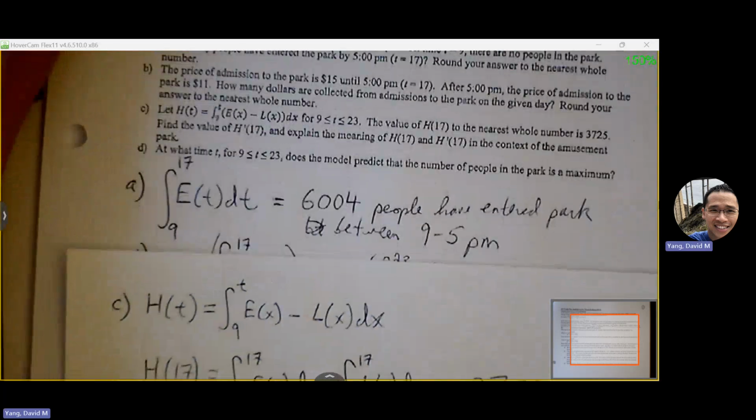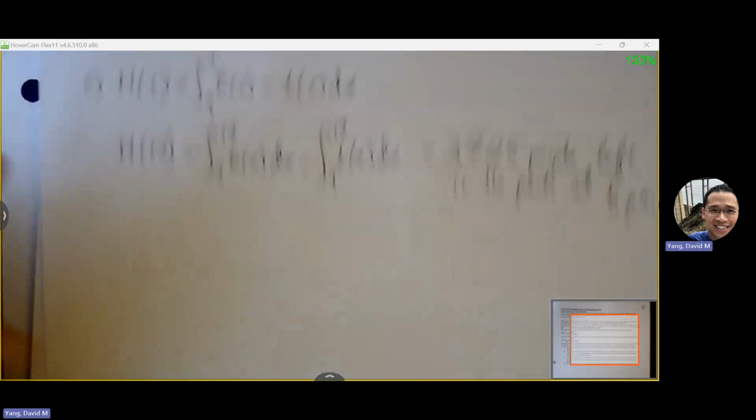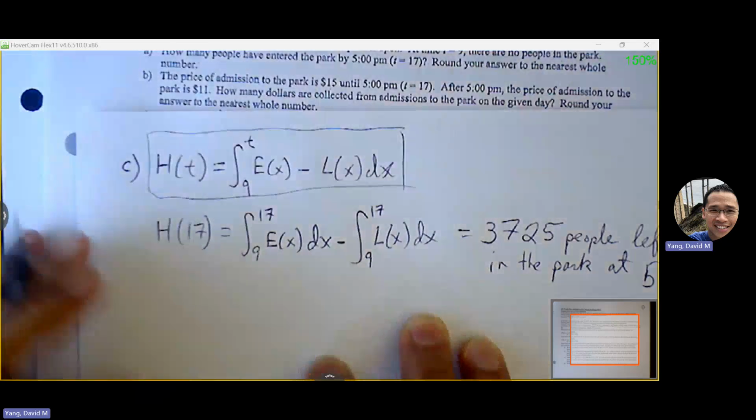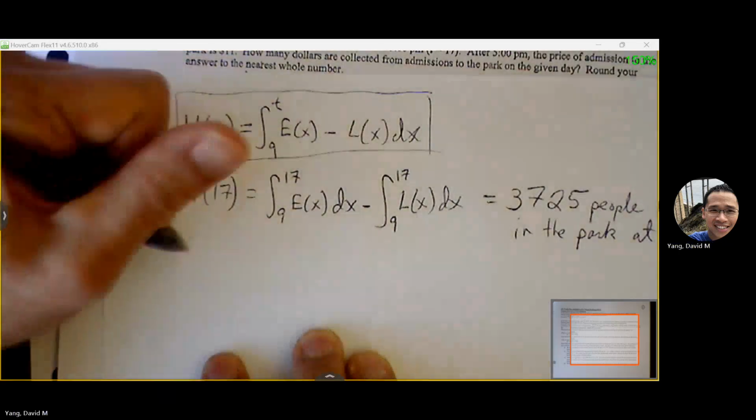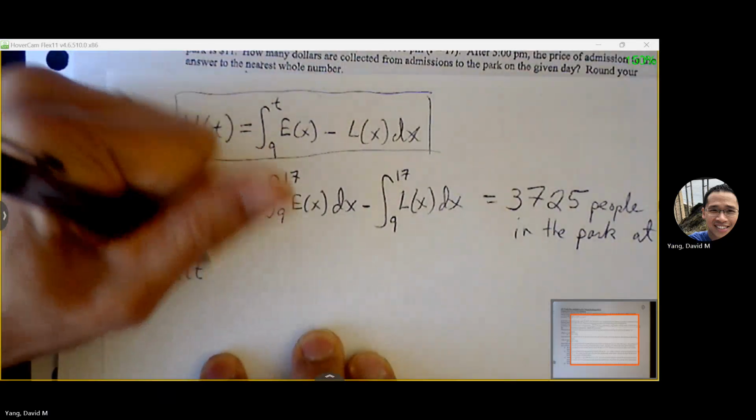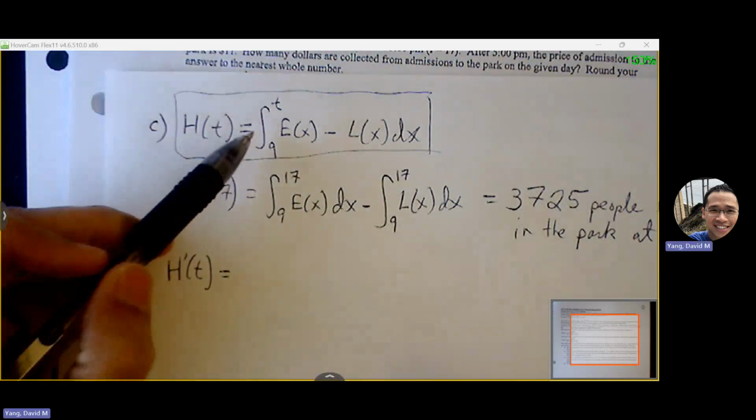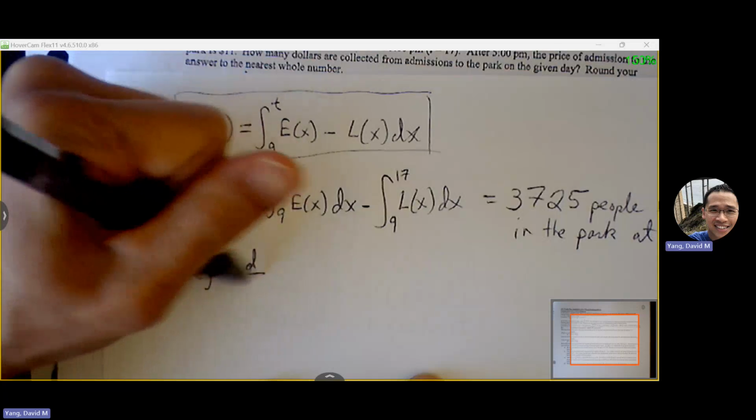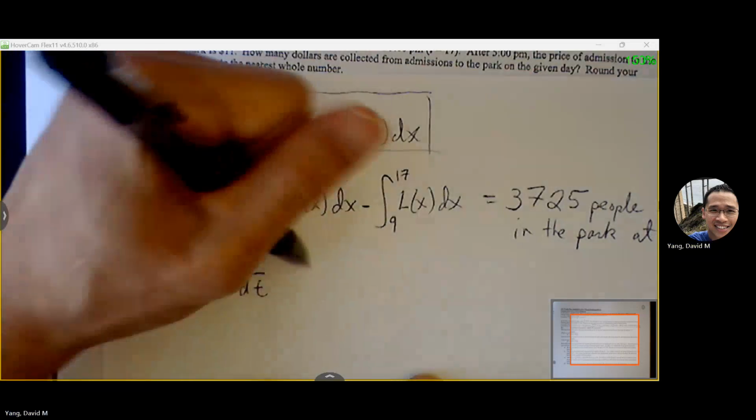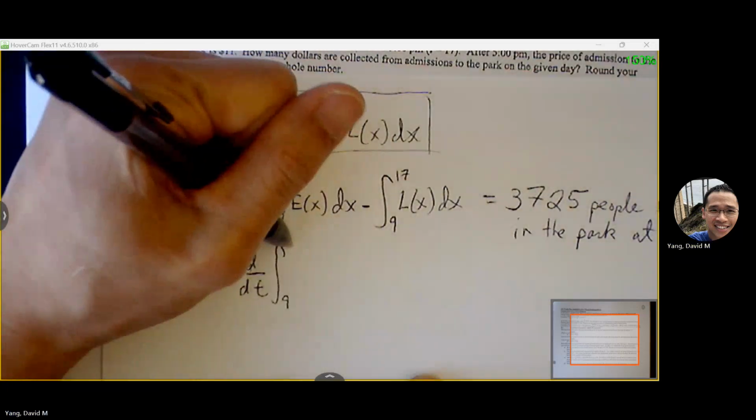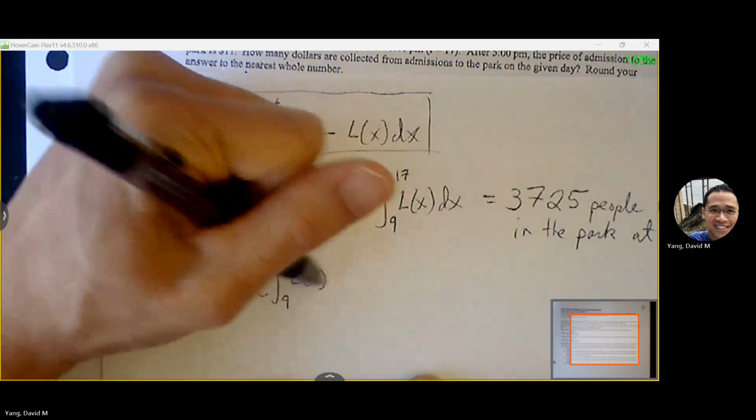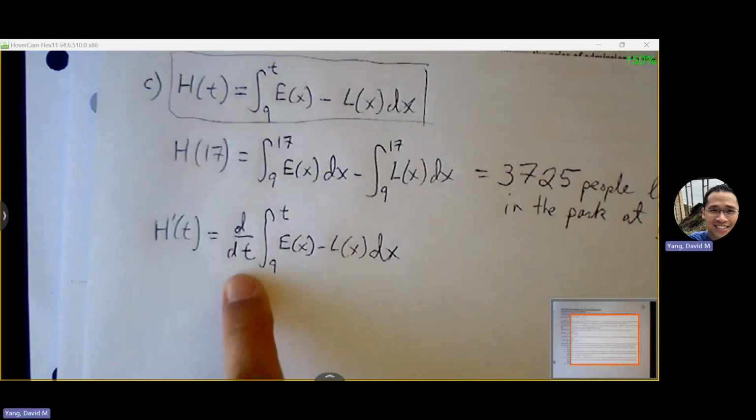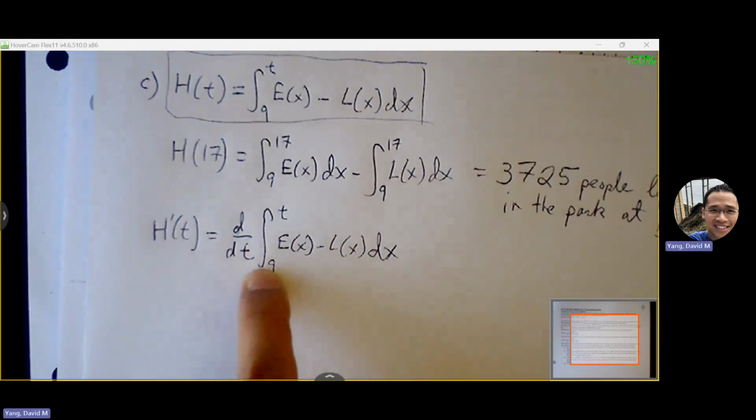And then the second part says, find the value of h prime of 17. So they want us to find the derivative. So let's find the derivative of h of t. So h prime of t would be the derivative of this, right? This is at the integral level. So I want to find the derivative. And if I want to find the derivative of an integral, this should remind us of second theorem, right?